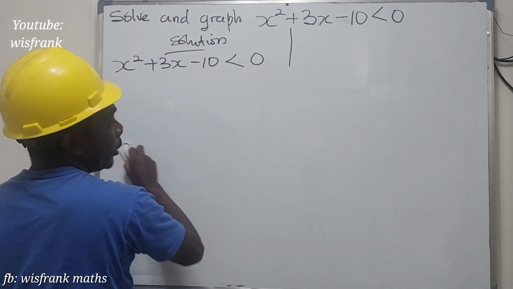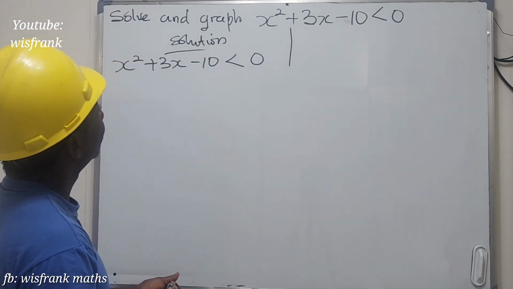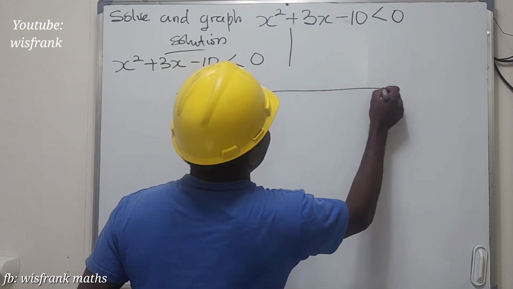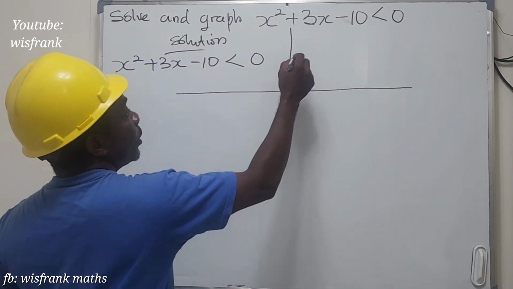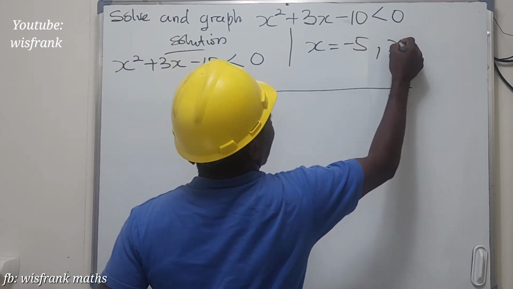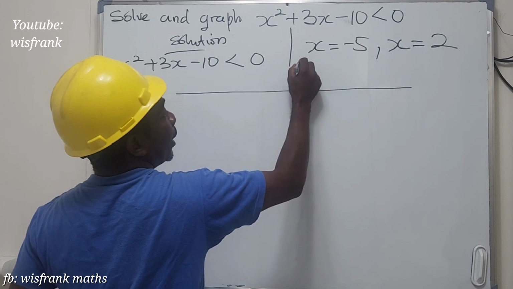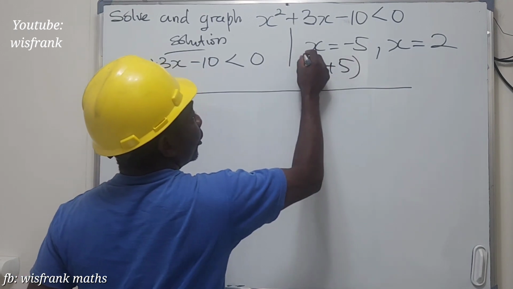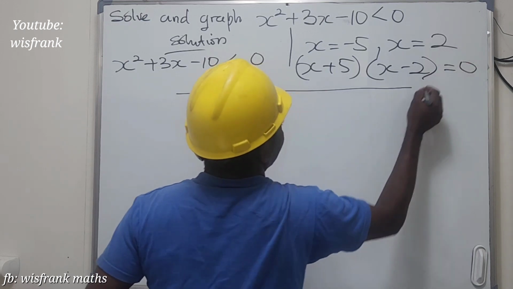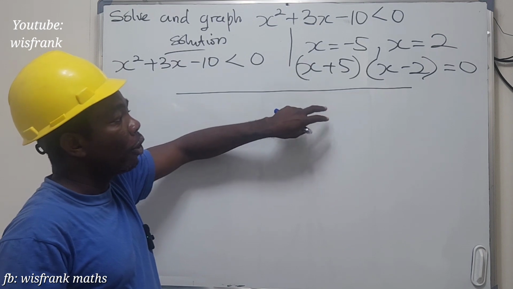So we need to clean this for us to present our solution on a graph. So we have a line of a graph this way. As we said, our x equals minus 5 and also our x equals 2. So these are the solutions that we had, x plus 5 and also x minus 2 equals 0. So these are the roots of the equation that we are going to plot on this graph.